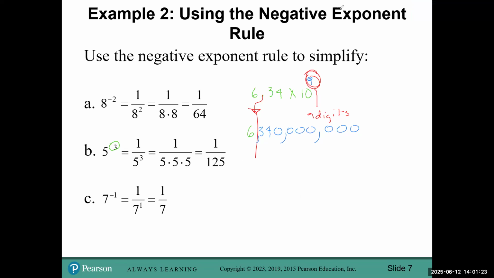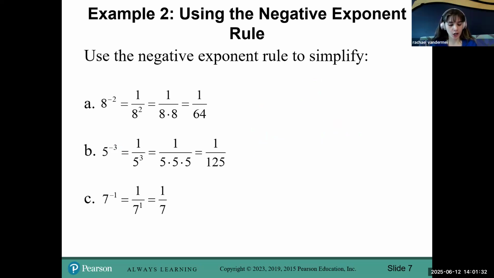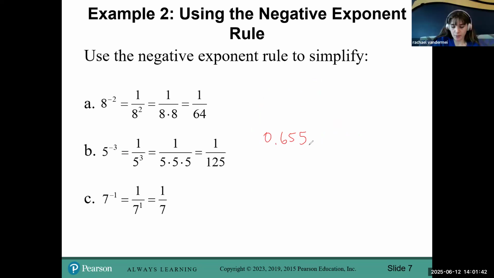Okay. Other questions, or do you want me to continue? I just want to clarify this one question I had. It was 0.655 in scientific notation, and it was 6.55 times 10 to the negative 1 power. I just want to know how that works. I understand it, but I just want more clarification.